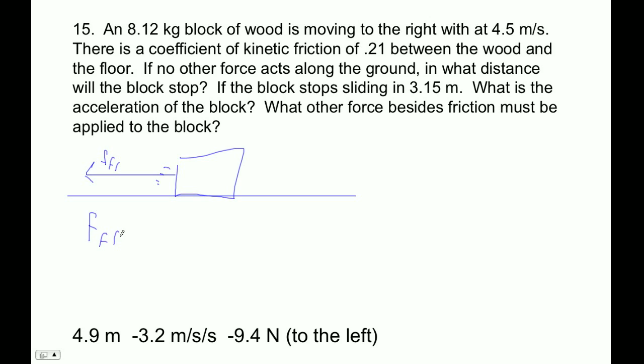Force of friction is mu times m times g, which is equal to 0.21 times 8.12 times 9.81. Okay, so 0.21 times 8.12 times 9.81. Okay, here we go. 16.728012.